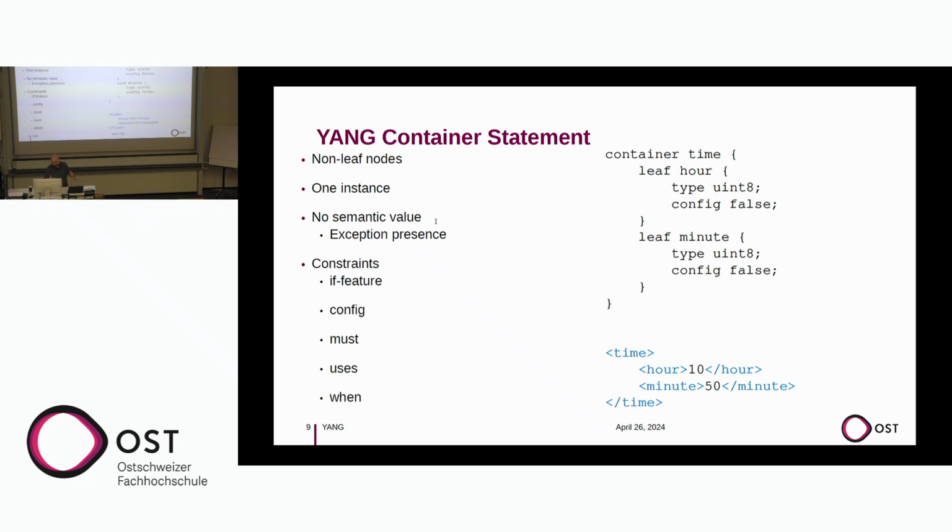Also here we can say if it's config or not. We have constraints with must. Here with uses we can use groupings. So if we want to have, for example, an endpoint with IP and port, we could do this in a grouping and then reuse it multiple times. And the when is another constraint, just not must is a constraint on this object, and the when is one level up.